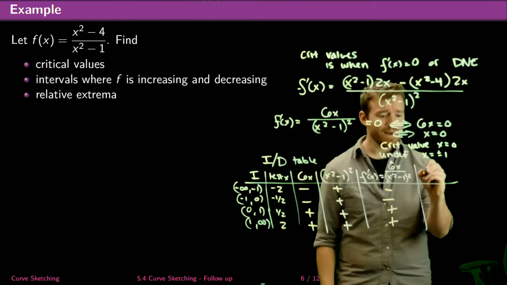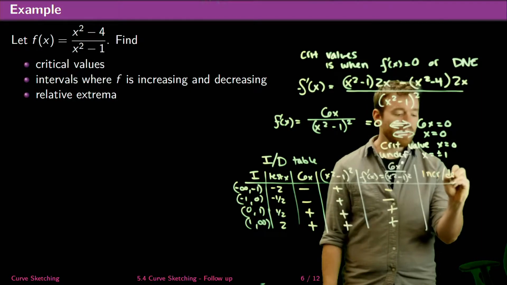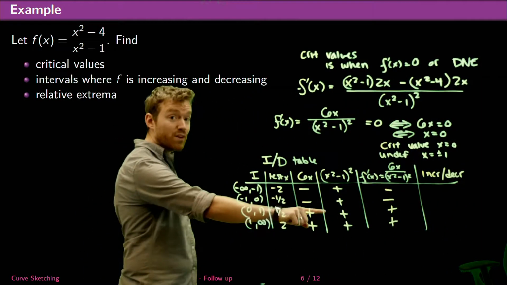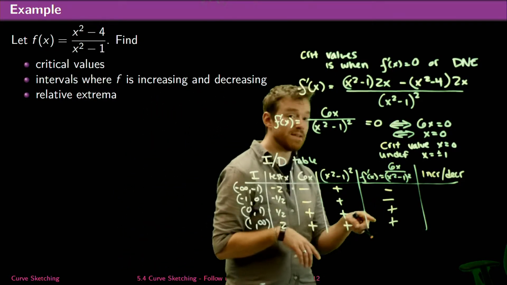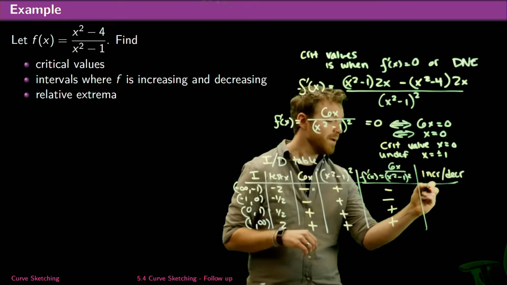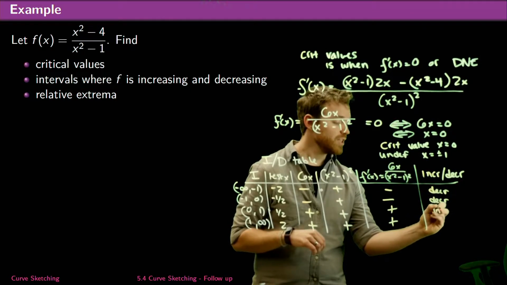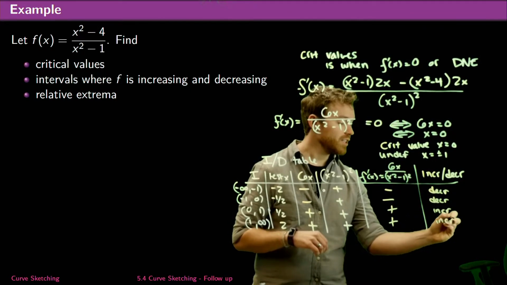So what does this mean about increasing and decreasing? Anytime my derivative is negative, I'm decreasing. Anytime my derivative is positive, I'm increasing, because that means I have positive slope or negative slope. So here I'm decreasing, then I'm decreasing, then I switch to increasing, and finally I continue to increase.